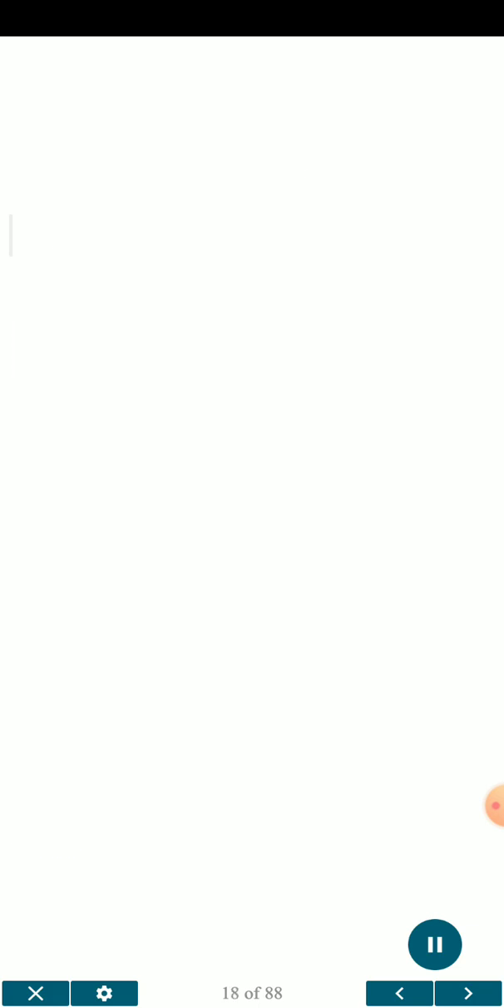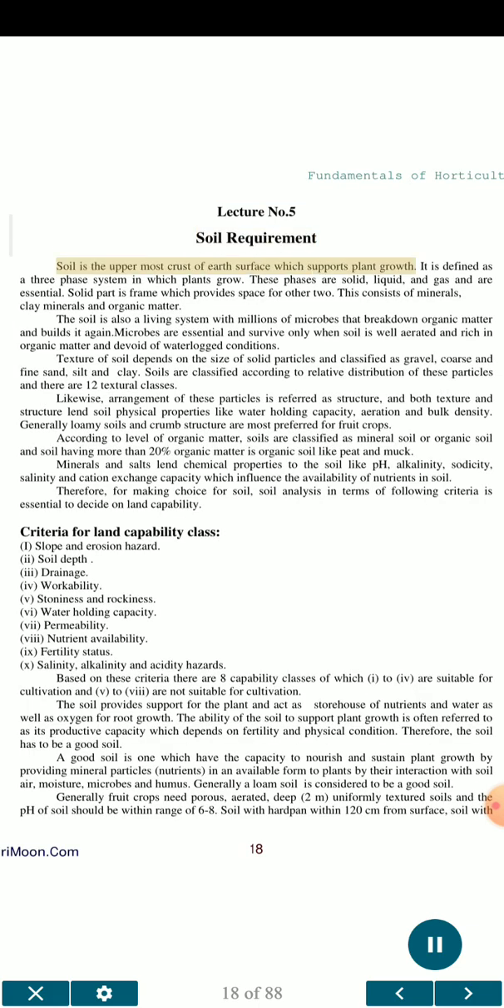Lecture number 5. Soil requirement. Soil is the uppermost crust of Earth's surface which supports plant growth. It is defined as a three-phase system in which plants grow. These phases are solid, liquid, and gas and are essential. The solid part is the frame which provides space for the other two. This consists of minerals, clay minerals and organic matter.